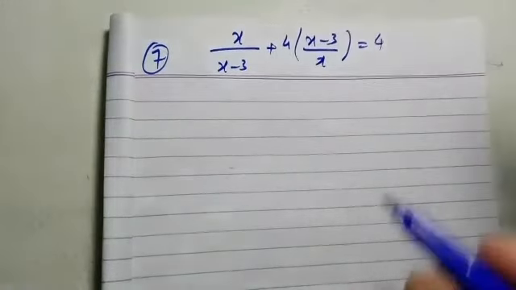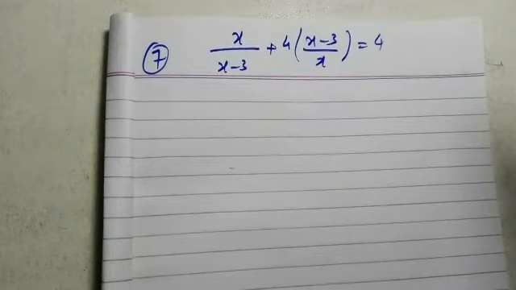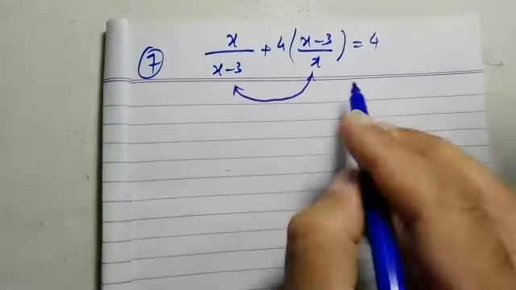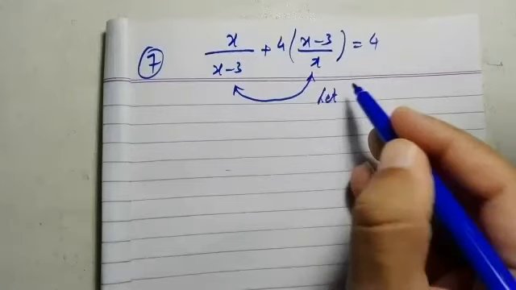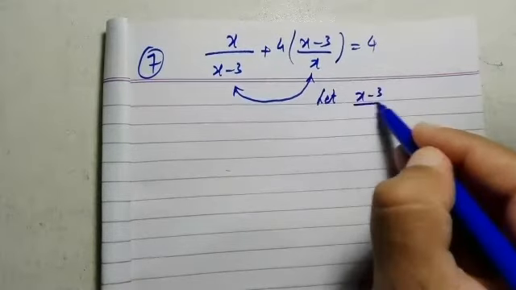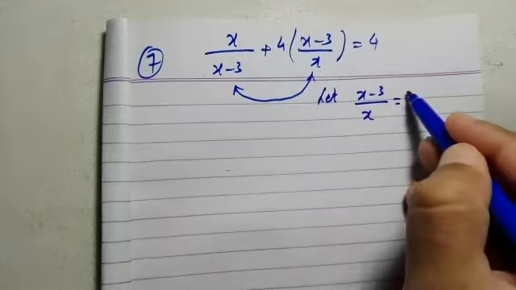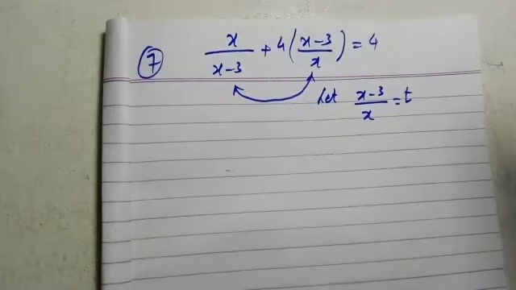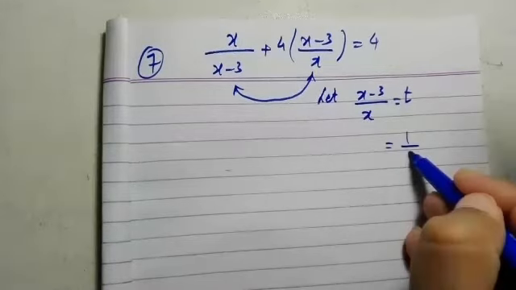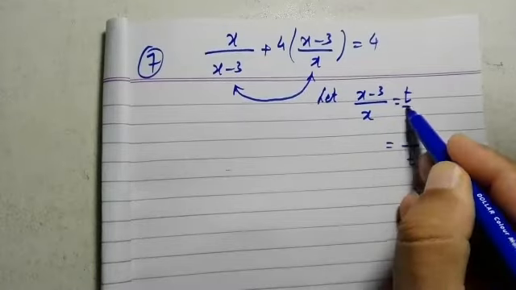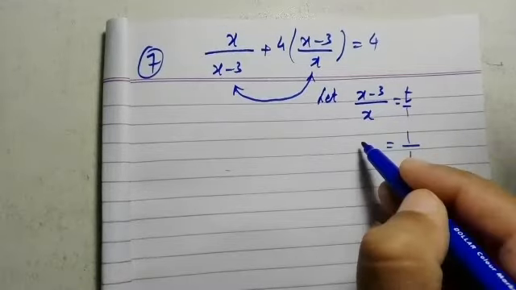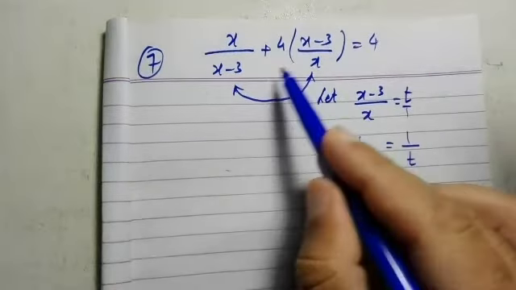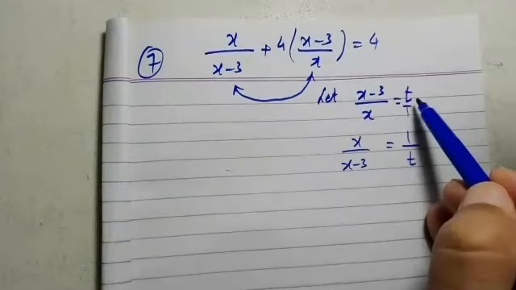You will see here that both of these terms are the reciprocal of each other. So what you have to do is take one of them, for example the second one, and let this equal some variable t, let's suppose. Once it has been done, you will take the reciprocal right here. You will take 1 over t on both sides. You will just take the reciprocal. It will become x over x minus 3. Because both of these are reciprocals, you have to take one of the terms and assume it equals some other variable.